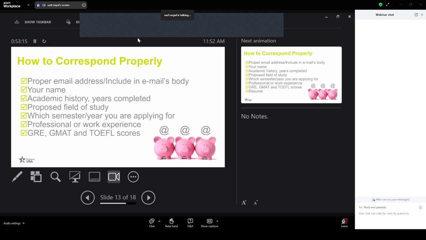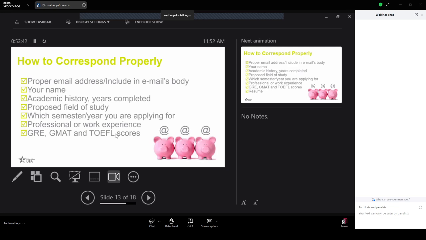You can talk about your academic history, but just the recent degree that you've completed. Mention what field you want to go and study. If it's engineering, what engineering? Is it civil engineering? Is it aerospace engineering? What exactly are you going for? Which semester and year are you applying for? You can also mention any professional work experience you've had.